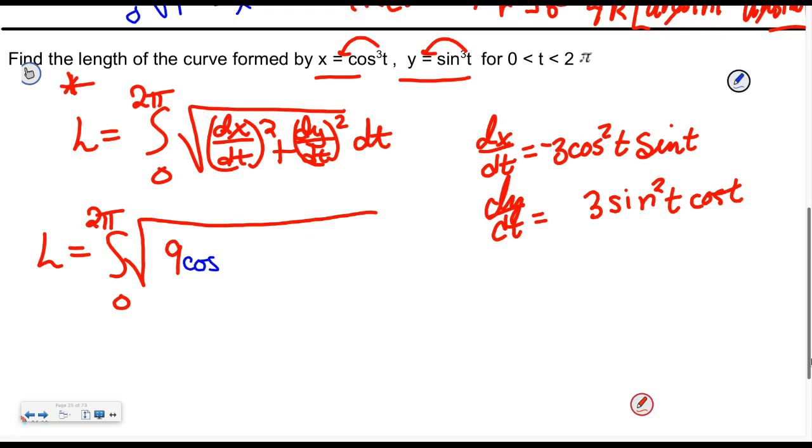Here we go. 9. What am I in the process of doing? You guys don't throw me off here. I threw myself off. All right, there we go. I just squared dx/dt. The negative went in the squaring.